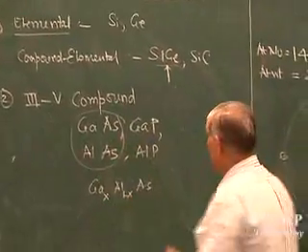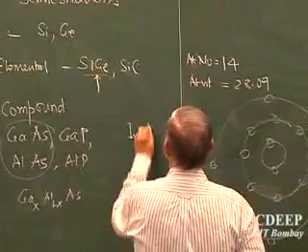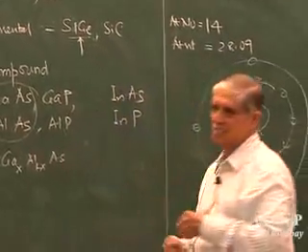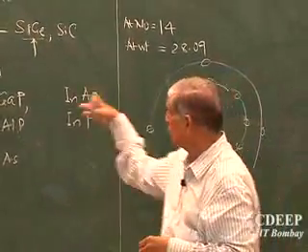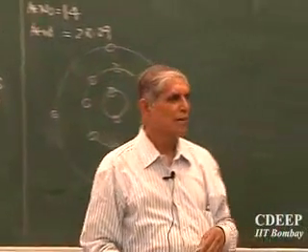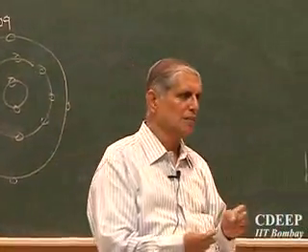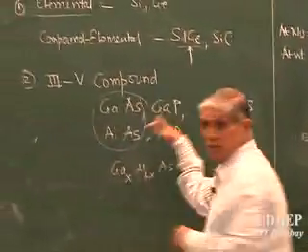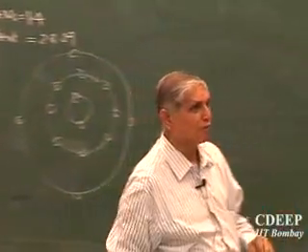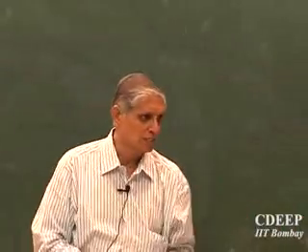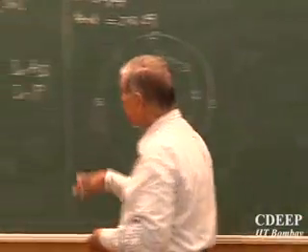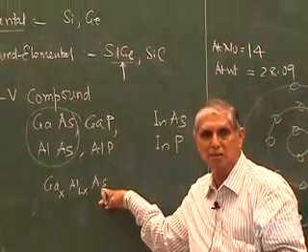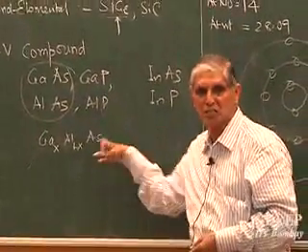So there are indium arsenide, indium phosphide, many such kinds are possible. Same way with aluminium. They can be 3-5 compound semiconductors. And of course, as I say, mixtures of them can also form new semiconductors. This is called band gap engineered material, band gap engineered materials.